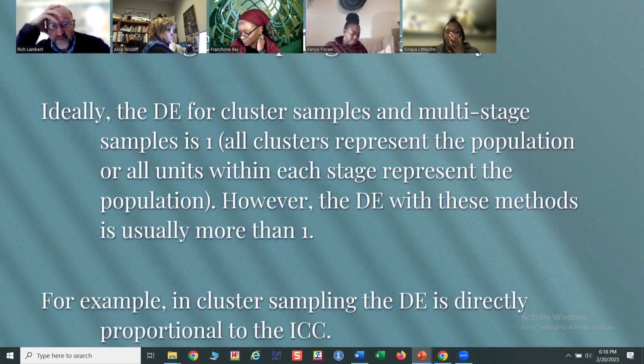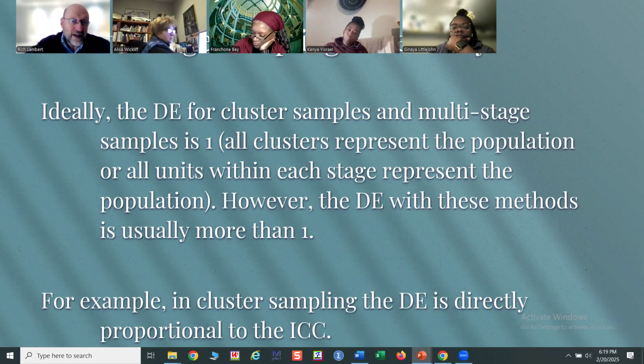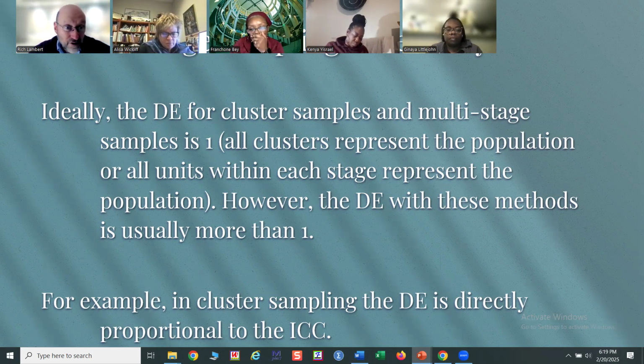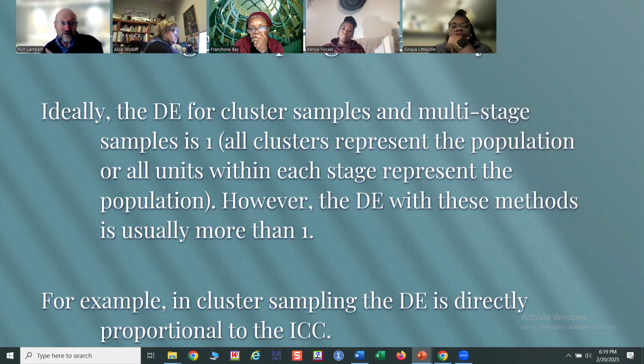So ideally, if your cluster or multi-stage sampling worked perfectly, you want the design effect to be 1. That means you did such a good job of designing and executing your cluster or multi-stage sample that it all came back to exactly what would have happened had you been able to do a real simple random sample. But that really doesn't happen. In practice, the design effect is usually greater than 1, which means that we have more margin of error than we think we have, and we have to adjust our statistical procedures to account for that.